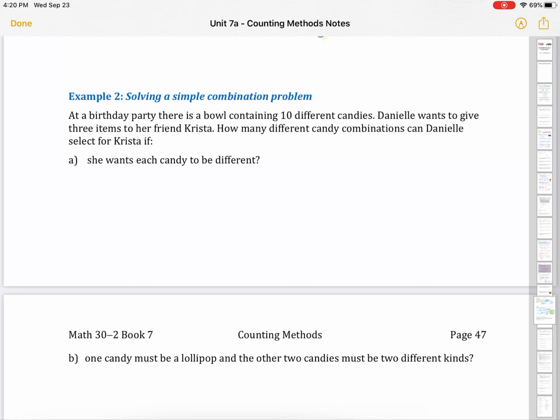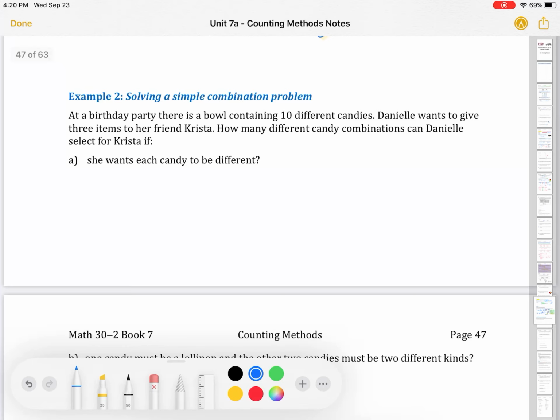With combinations, order doesn't matter. Here we have one. At a birthday party, there's a bowl containing 10 different candies. Danielle wants to give 3 items to her friend Krista. How many different candy combinations can Danielle select for Krista if she wants each candy to be different?